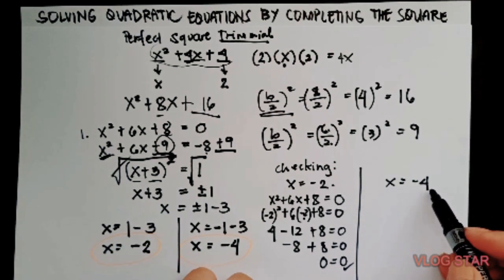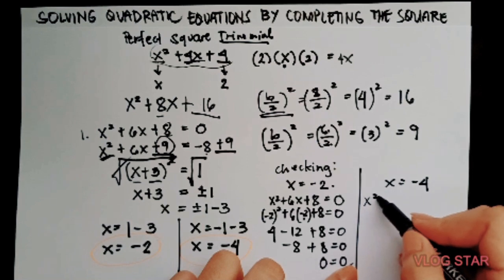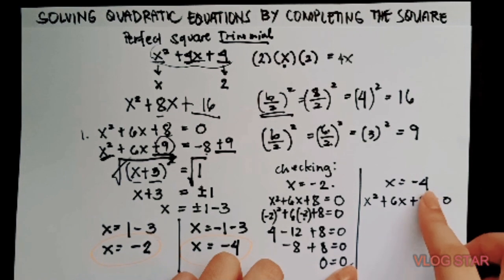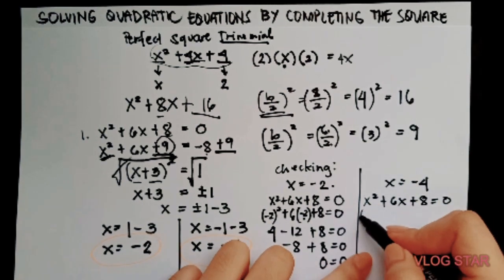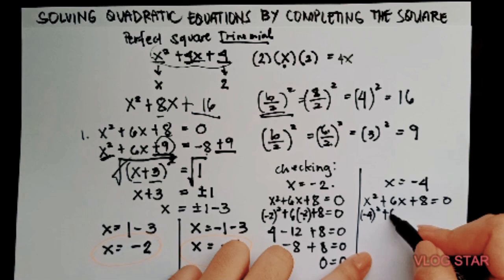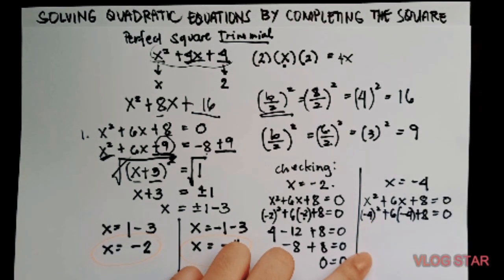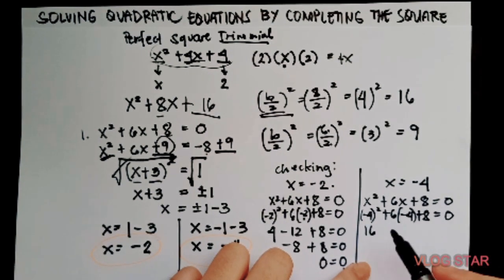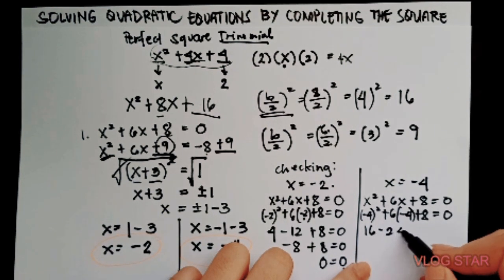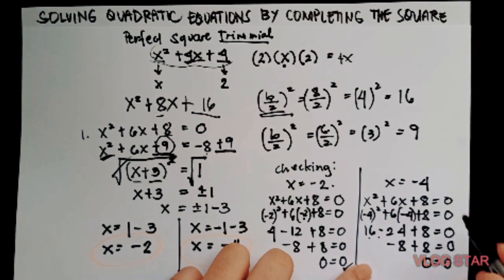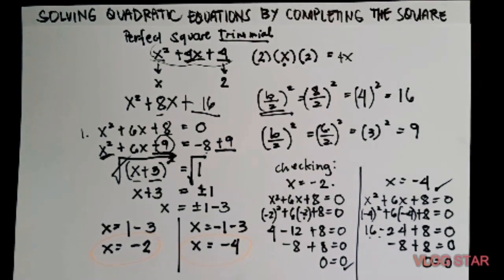What about x equals negative 4? So again, we copy the original given: x squared plus 6x plus 8 equals 0. Substitute negative 4 to x. So this will become negative 4 squared plus 6 times negative 4 plus 8. Is it equal to 0? The square of negative 4 is 16. 6 times negative 4 is negative 24, plus 8. Is it equal to 0? 16 minus 24 is negative 8, plus 8. Is it equal to 0? Yes. Therefore, x equals negative 4 is correct.